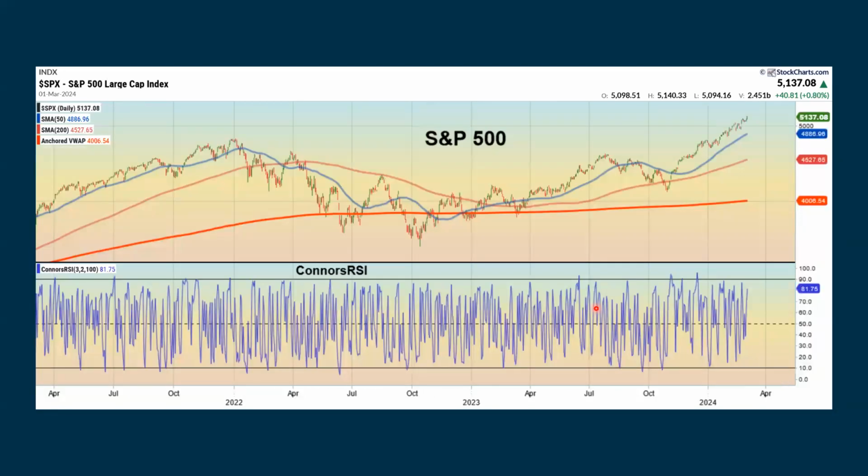Then we have another oscillator. This is a Connors RSI, which acts very similar to a regular RSI. We look for extreme positive or negative readings. We're not getting one right now, which is why I haven't been showing the chart, and we're above the midpoint, so we're positive with that.